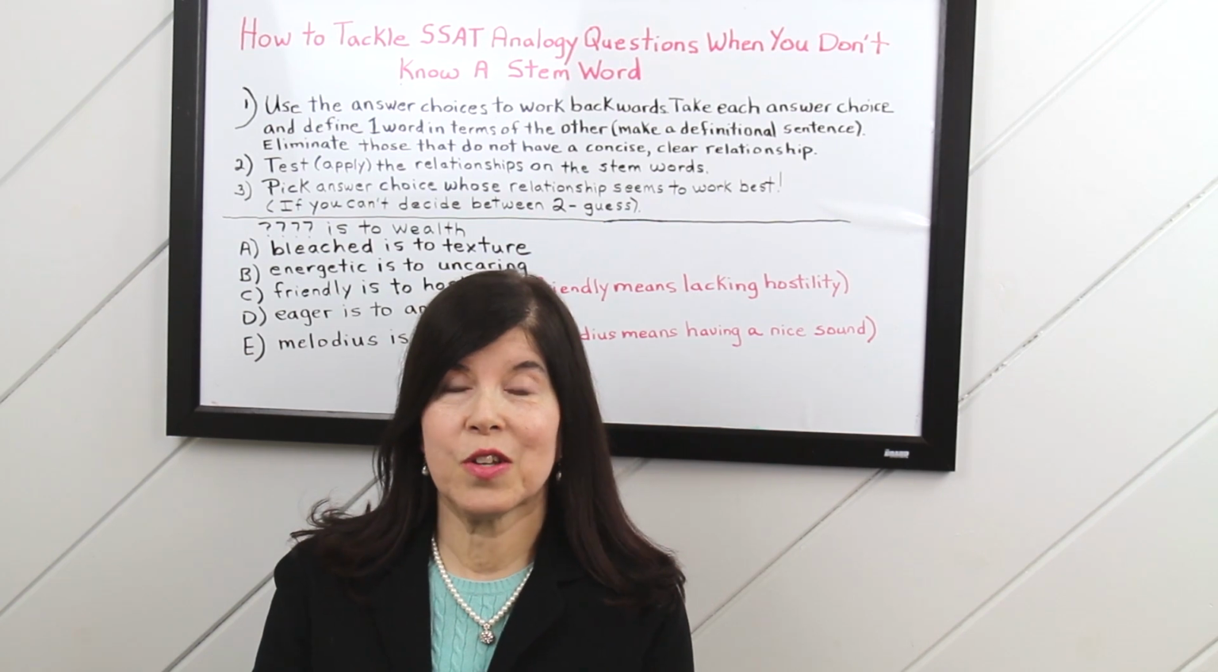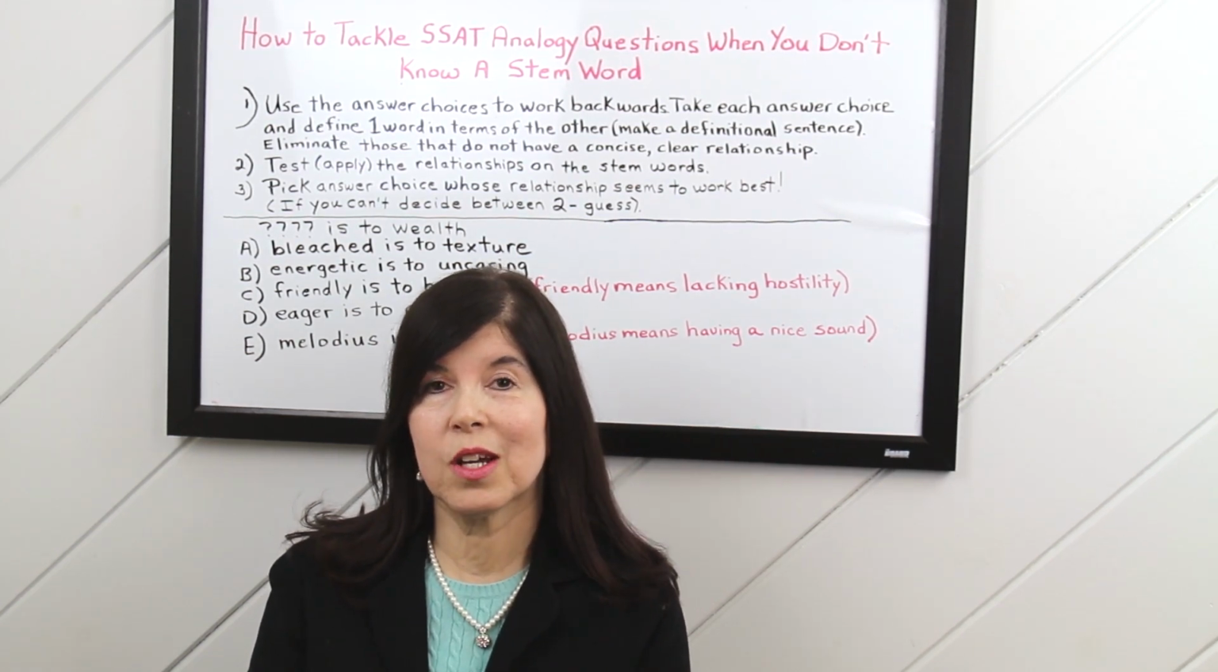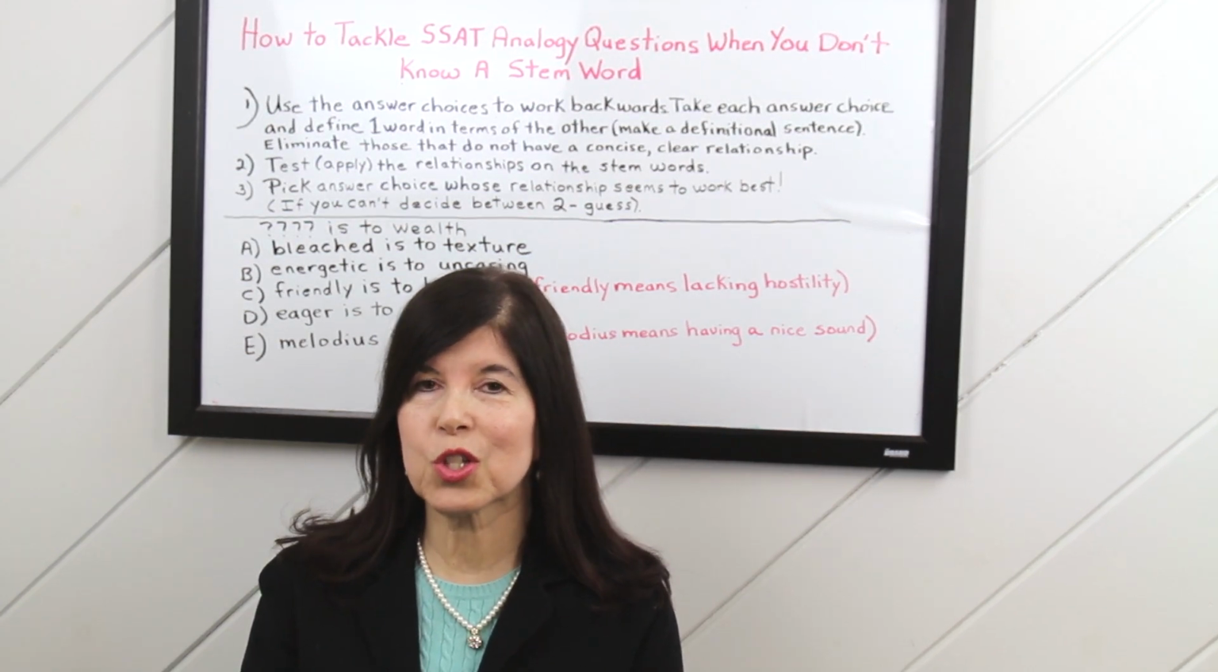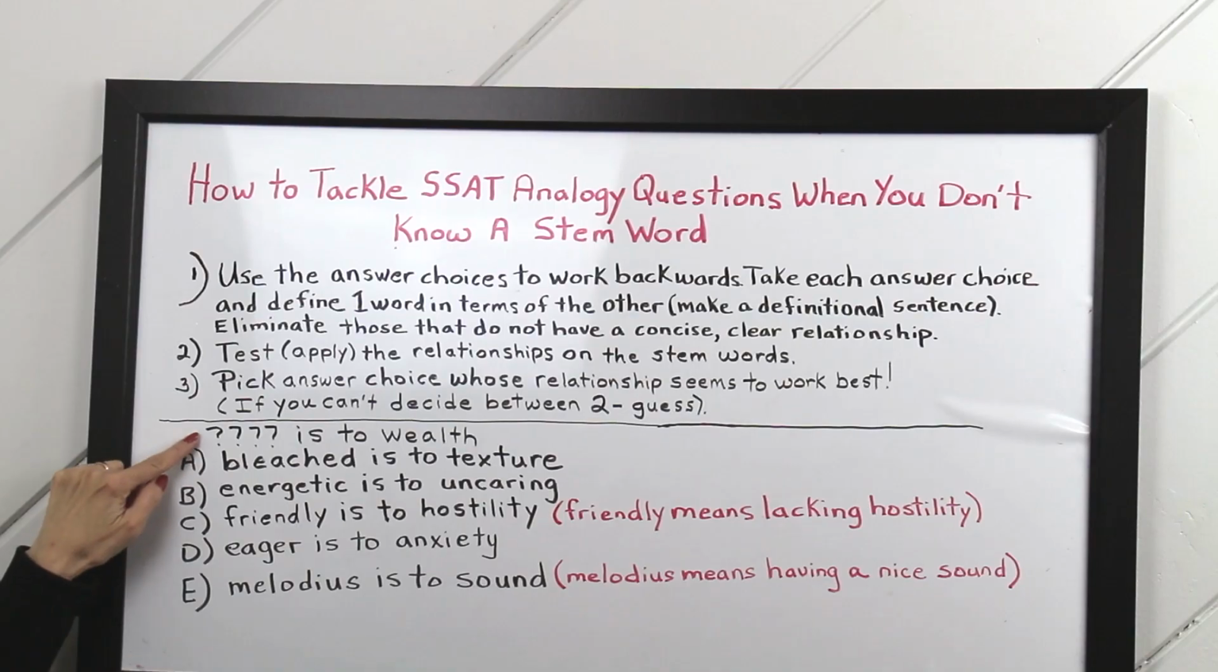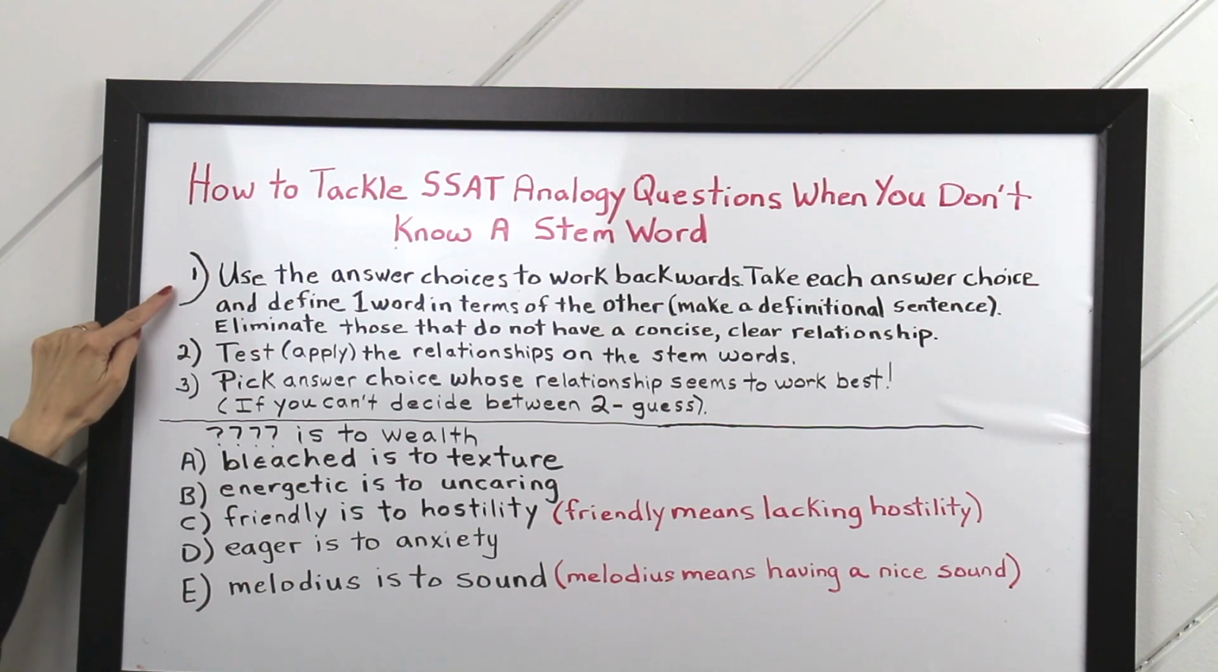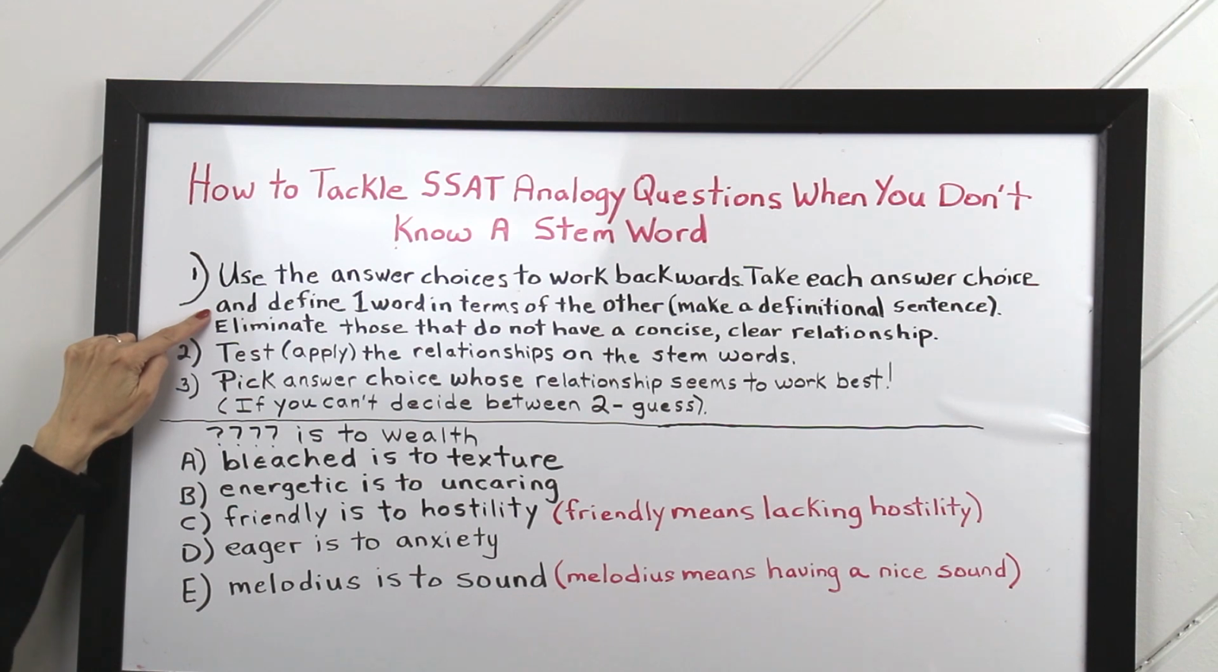Now we're going to look at an analogy question where you don't know the meaning of a stem word, and we're going to put the strategy to the test. Question mark is to wealth. The question marks represent a stem word that you don't know. Let's start using the strategy and see how it works. Number 1, use the answer choices to work backwards. Take each answer choice and define one word in terms of the other. Make a definitional sentence. And eliminate those that do not have a concise, clear relationship.